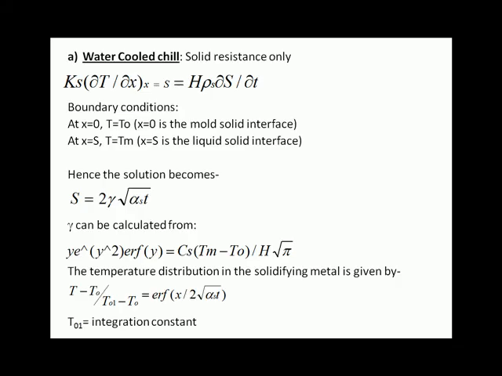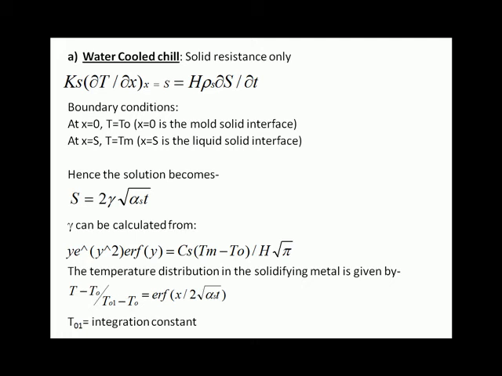Now the water-cooled chill. So we have solid resistance only, and we have this equation. The boundary conditions are that at x equal to 0, T is equal to T0, and at x equal to s, T is equal to Tm. So the final solution for the solid becomes S equal to 2 into gamma into root of alpha s t.